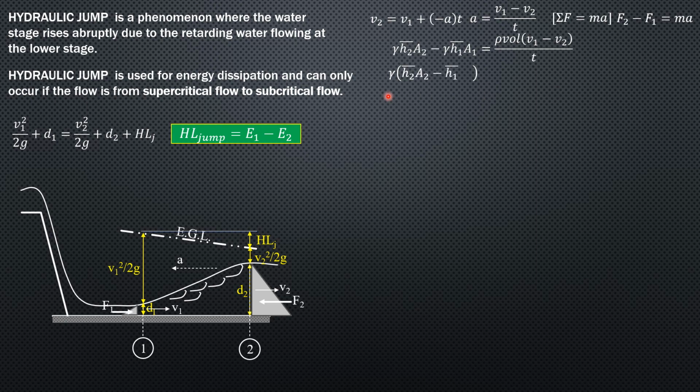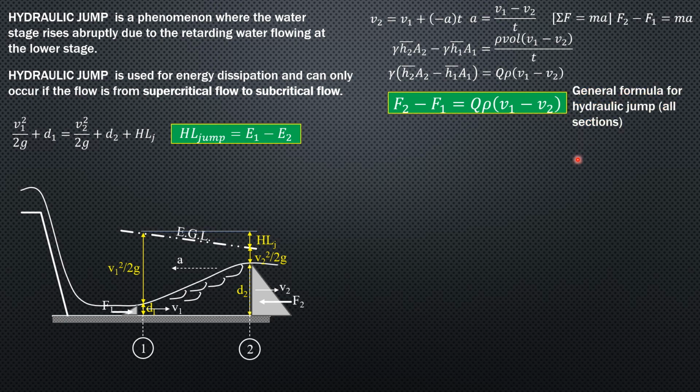So factoring out the specific weight, we have h-bar2 area 2 minus h-bar1 area 1 equals Q, since volume over time is Q, then density times the quantity V1 minus V2. So in general, the hydrostatic force at section 2 after the jump minus the hydrostatic force at the section before the jump equals Q rho times the quantity V1 minus V2. I use this formula because it is easy to remember, rather than this form, which is longer. Remember that these are hydrostatic forces, after minus before, equals mass flow rate times the quantity V1 minus V2. Of course, V1 is greater than V2 to make this positive. So that's the general formula for the hydraulic jump, and it is applicable for all sections.